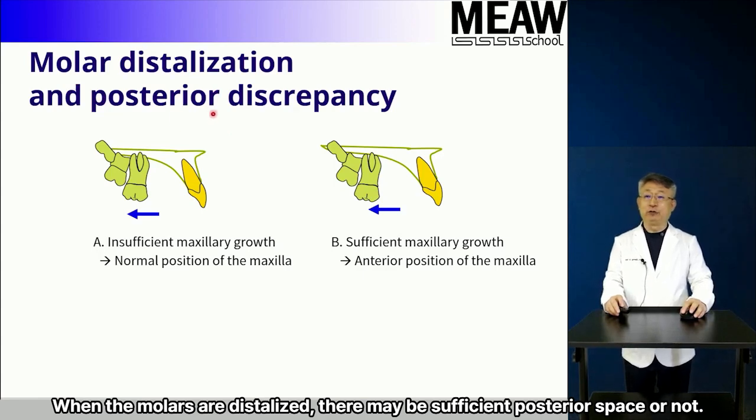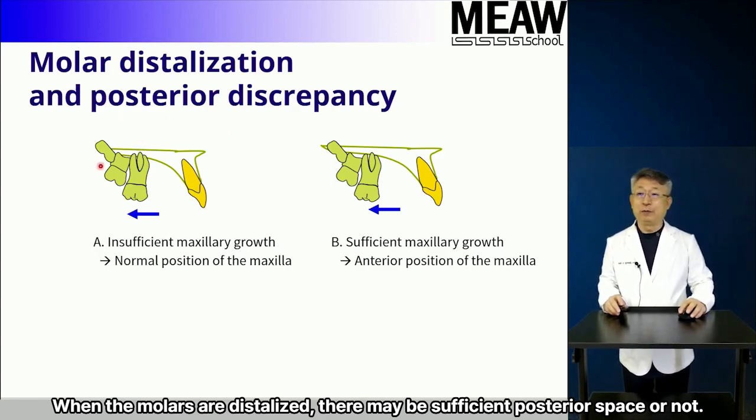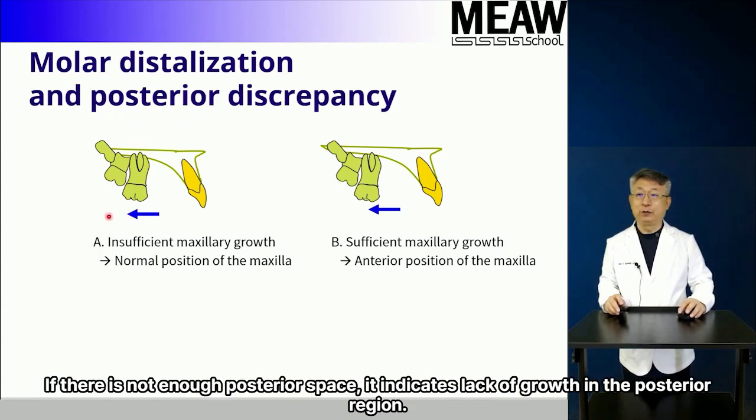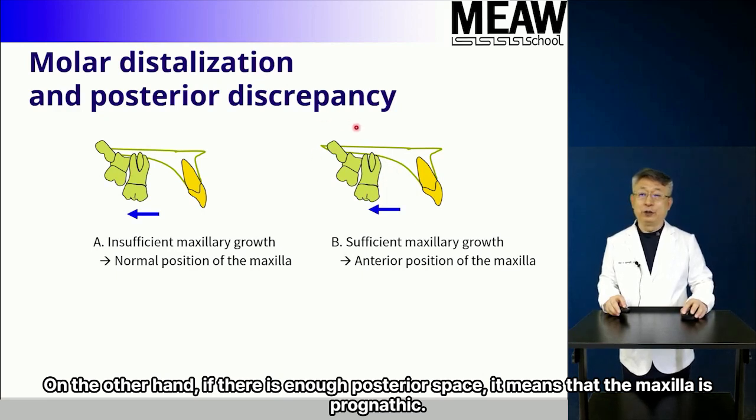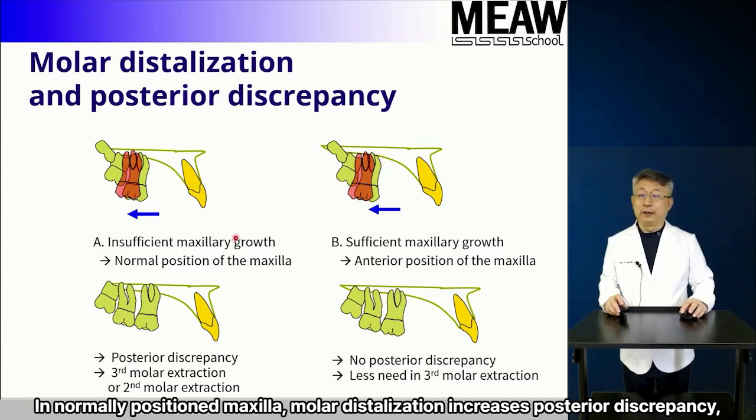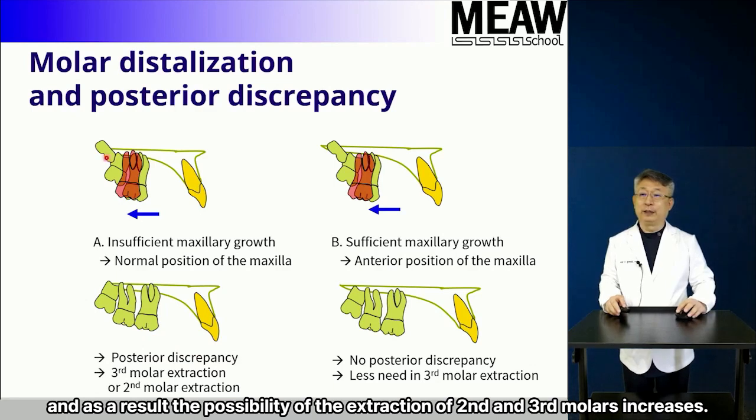When the molars are distalized, there may be sufficient posterior space or not. If there is not enough posterior space, it indicates lack of growth in the posterior region. On the other hand, if there is enough posterior space, it means that the maxilla is prognathic. In a normally positioned maxilla, molar distalization increases posterior discrepancy, and as a result the possibility of extraction of second and third molars increases.